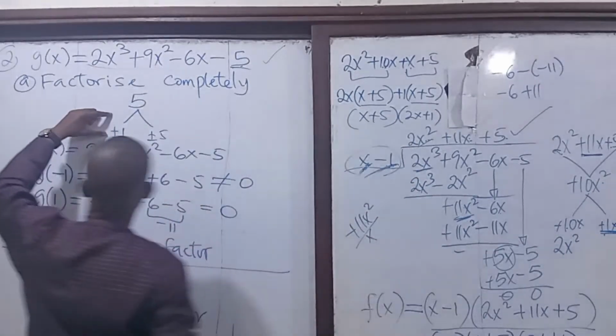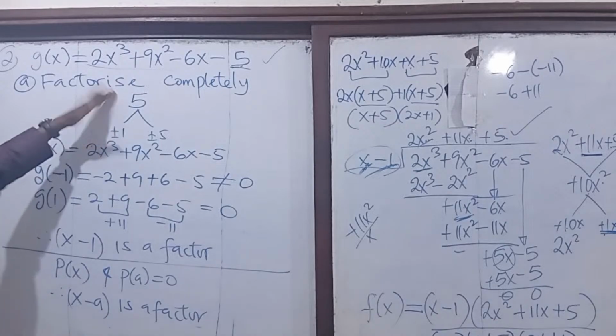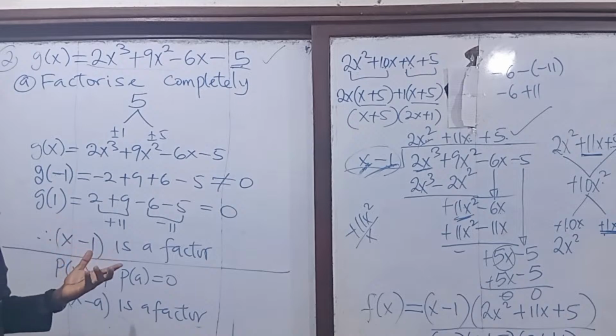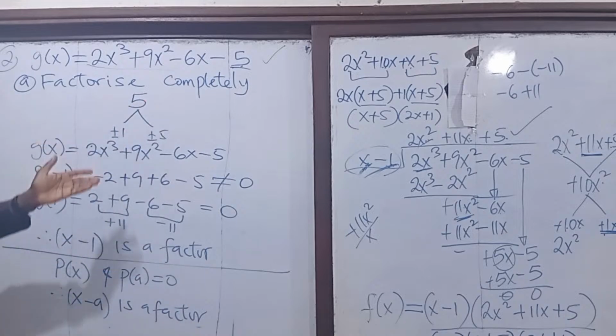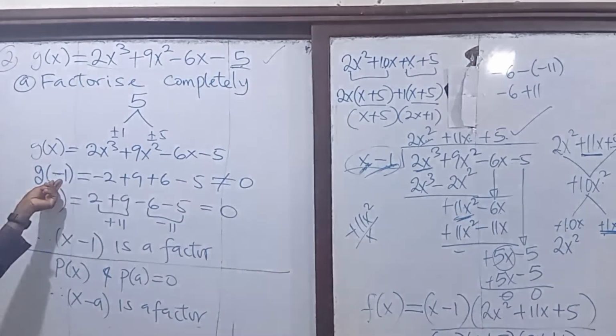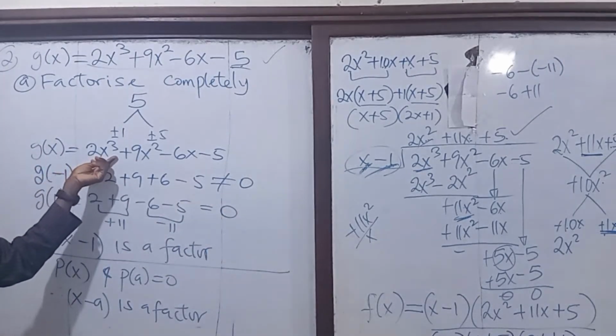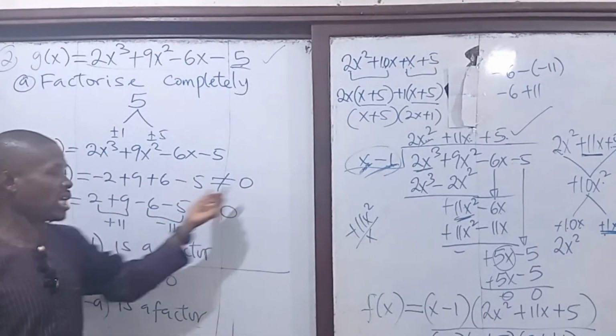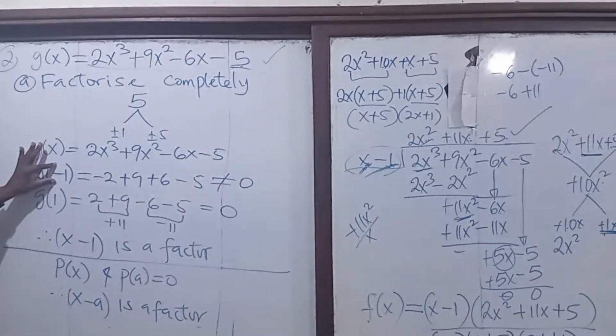We know that plus or minus 1 are factors of 5, and 5 itself is also a factor of 5. So let's pick the smallest one. Do your experiment. Test for minus 1. Does it go to 0? G of minus 1, put it in the function. So it does not equal 0. So we cannot take minus 1 as a root.